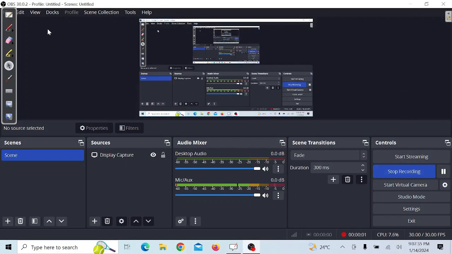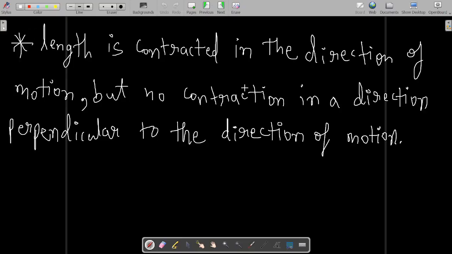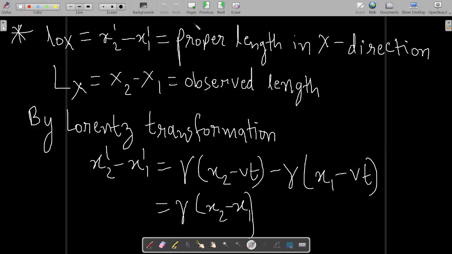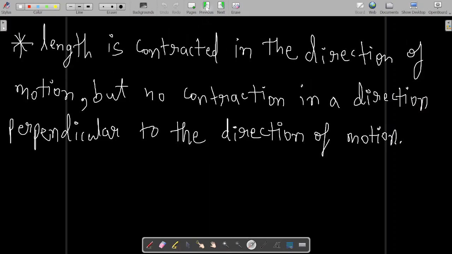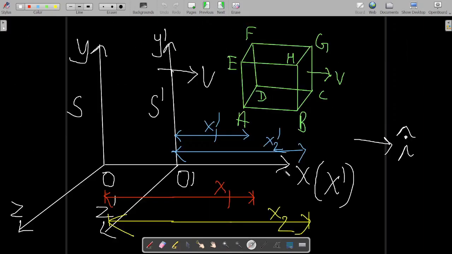Yes, welcome once again. That particular question which we were looking at. So length is contracted in the direction of motion, but there is no contraction in the direction perpendicular to the direction of motion. This is the thing which we have learned till now. Okay, so let us see. Now LOX, what does it mean by LOX? So let us see. What will be the proper length in x direction?